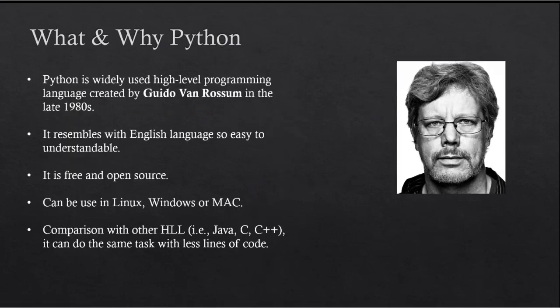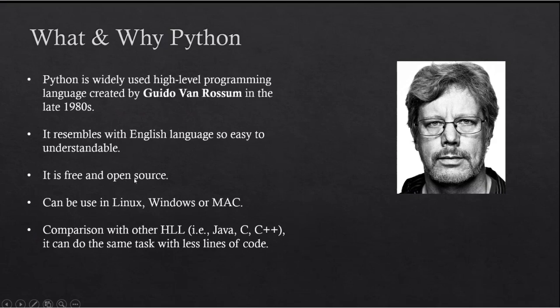Now we are going to learn what is Python and why we are going to learn Python. Basically, Python is a high level programming language created by Guido van Rossum in the late 1980s, and it is very easy to understand. If we look at other programming languages like C or C++ or Java, these are very hard to understand. Their words and syntax are very difficult, but Python is very easy. Its syntax and code are like English words, so it is easier to understand, and it is completely free. It is open source.